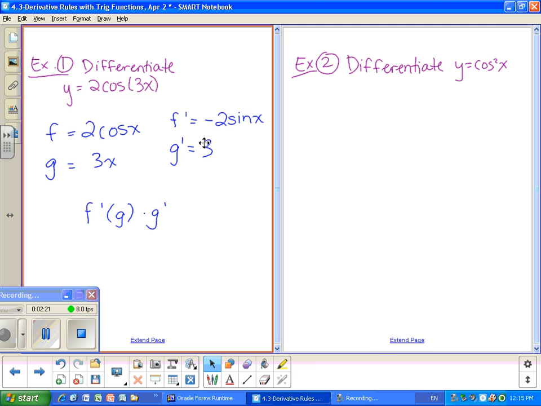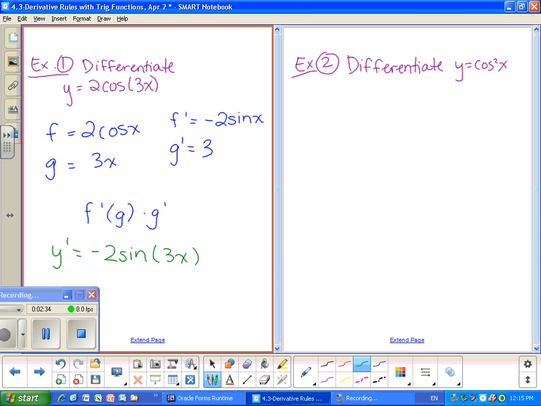So if we substitute this into the derivative, our y prime is going to be the derivative of the outside, negative 2 sine, but we have to put g inside. What is our g? 3x. And then we have to multiply by g prime, which is 3. And can this simplify? Good.